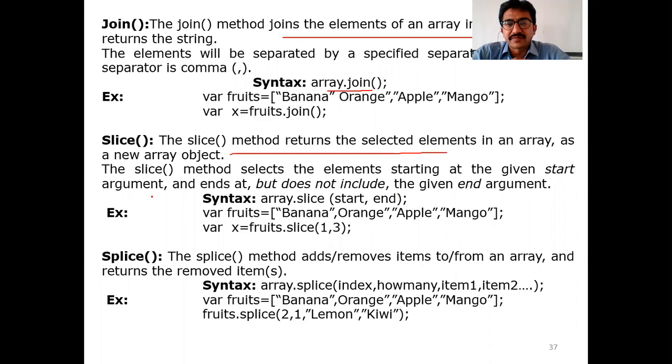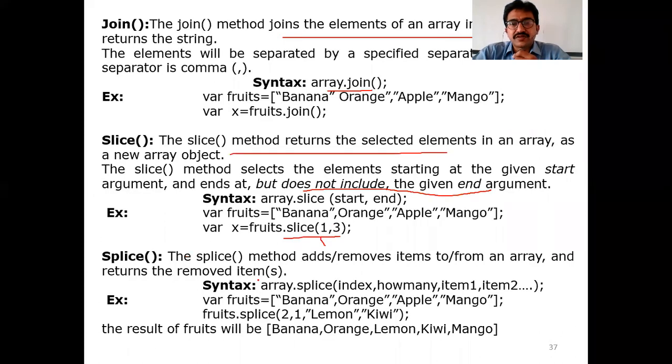Hopefully, in Python or some other programming language, you have seen slicing, with a starting position and an ending position. It does not include the given end argument. For example, if the slice value is 1 comma 3, it starts with 1 and does not end with 3 but ends with 2. So 3 will not be included; up to 2 it will be included. So, banana, orange, apple, mango. If you want, you can slice 1 to 2, which means it will slice orange and apple.